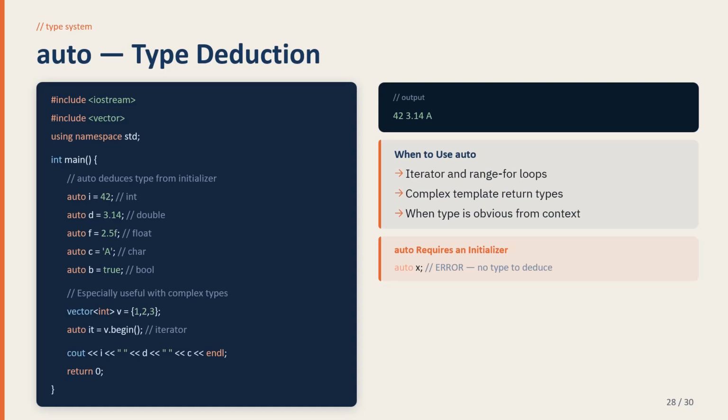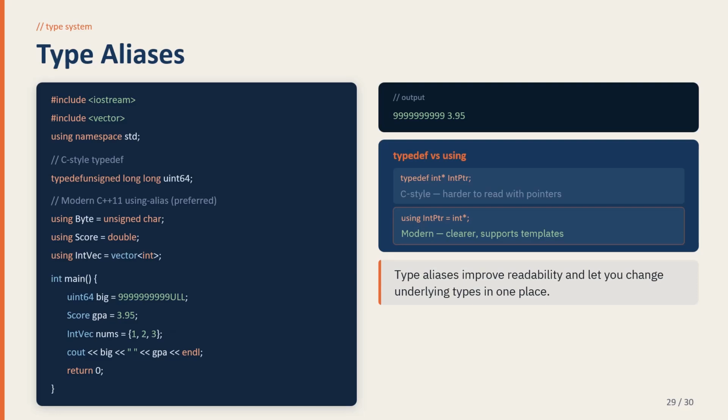This is auto type detection. We use auto type detection for iterators and range for loops, complex template return types, and when the type is obvious from context. In these cases we can go for auto type detection. Type aliases definitely improve readability and let you change underlying types in one place at a time.